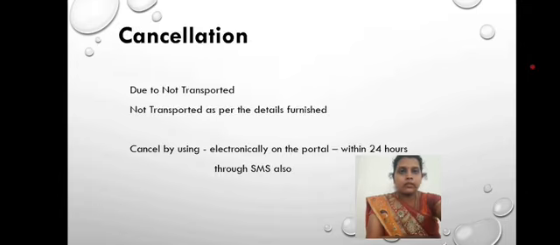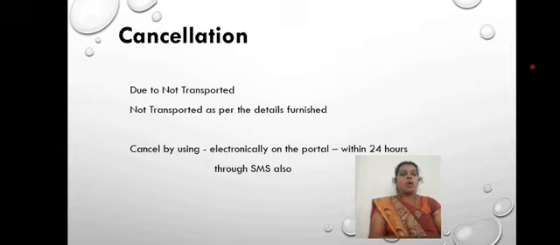Next, cancellation. In what time frame should the cancellation be done? In what circumstances is the E-way bill cancelled? Due to non-transport. If you planned to transport the goods today, but for some reason they were not transported, the E-way bill should be cancelled.